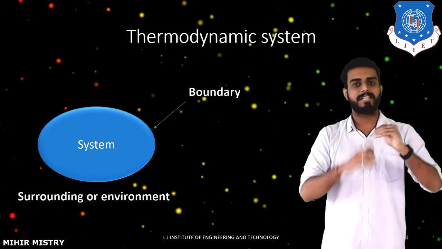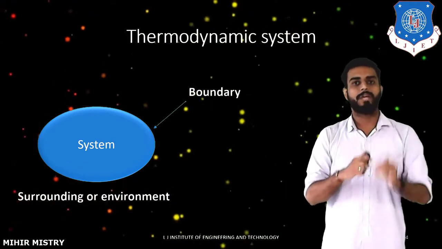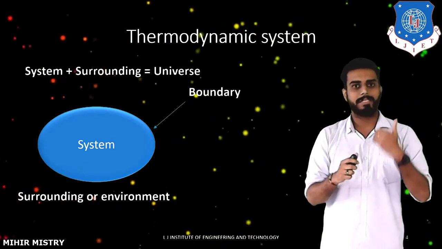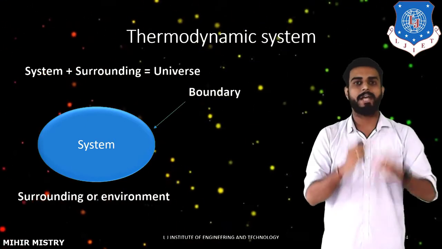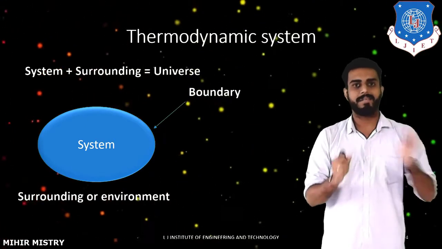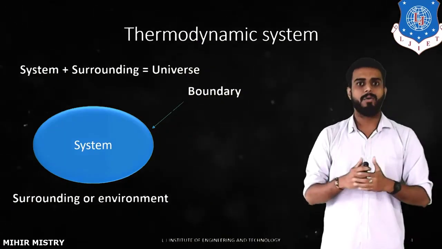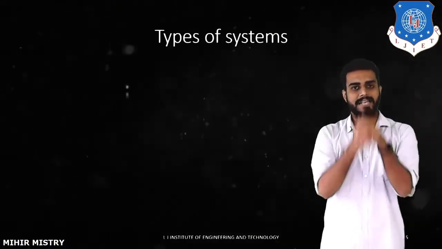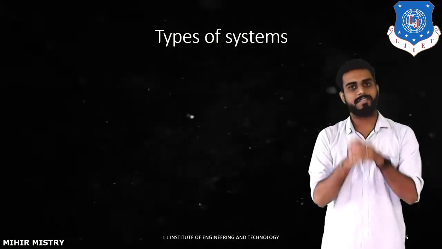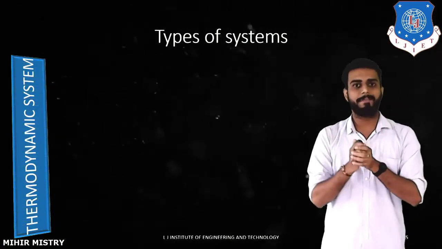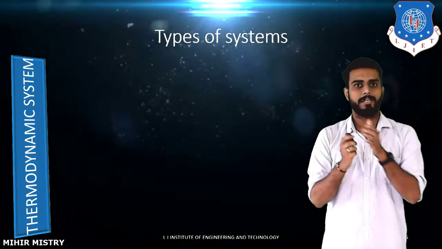Now system and surrounding together will be known as universe. And remember one thing, surrounding is also known as environment, right? System and surrounding together will be known as universe, right? Now there are certain classifications of system, that is known as types of system. So a thermodynamic system can be defined in different types.